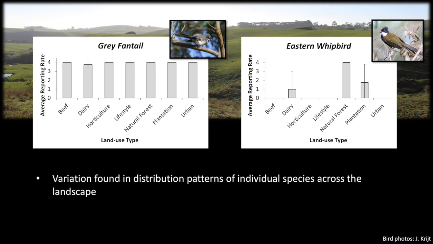Whereas the eastern whipbird was uncommon and was generally confined to the natural forest landscapes, some plantations and one dairy study landscape that had more than 30% forest cover.